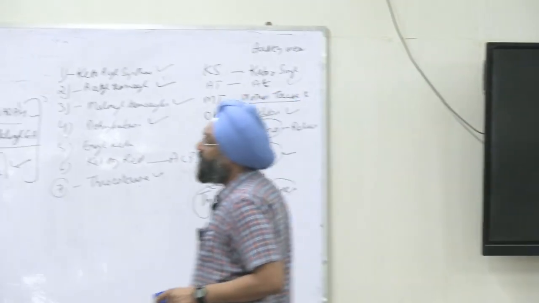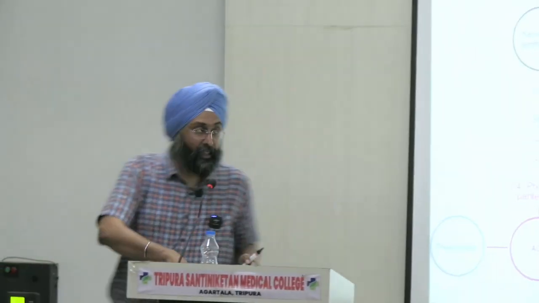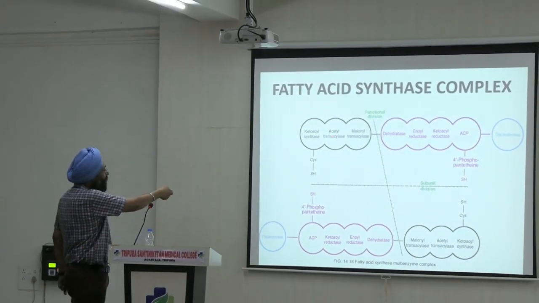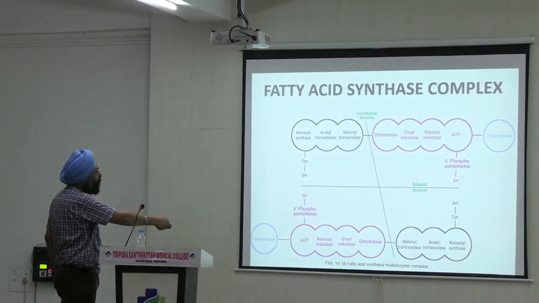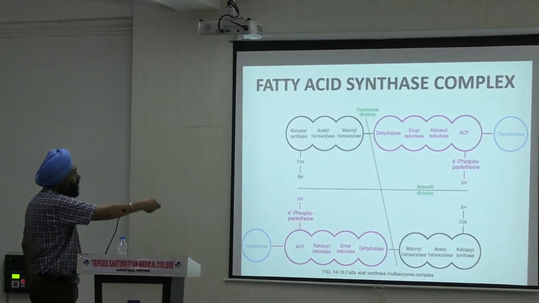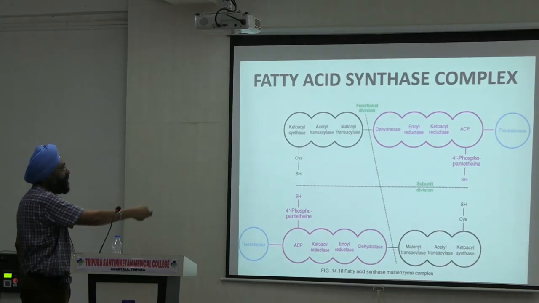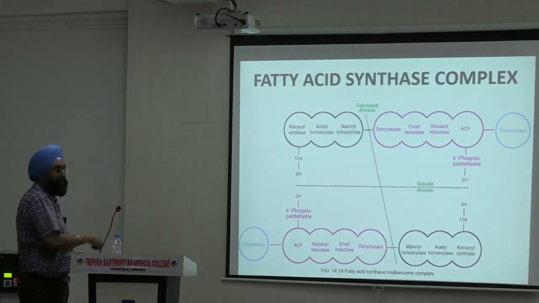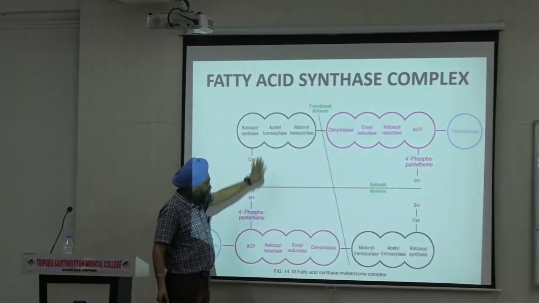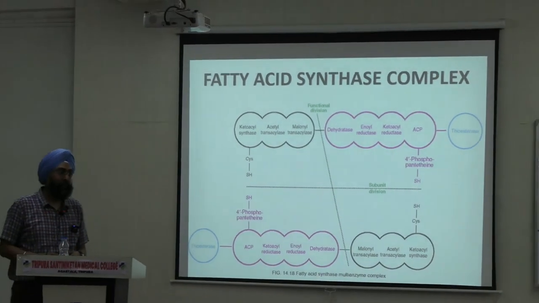So see the enzymes. Now listen to one thing, that it is antiparallel. Ketosyl synthetase is there, here ketosyl will come. Acetyl, acetyl, malonyl, malonyl, right? 1, 2, 3, 1, 2, 3. Dehydratase diagonally, enol reductase, ketosyl reductase, and ACP, right? And at the end there is thioesterase, right? I told you it is a dimer, one monomer, one monomer. The dimer is functionally active, right?